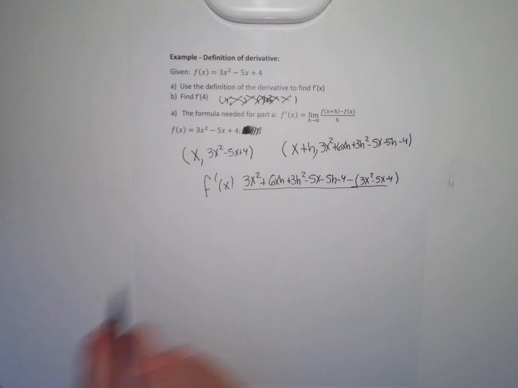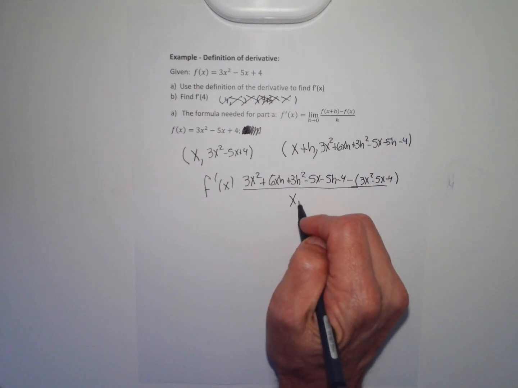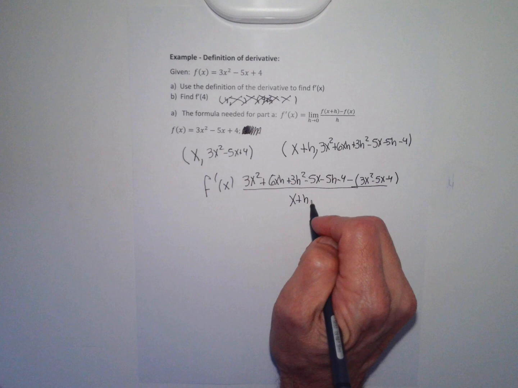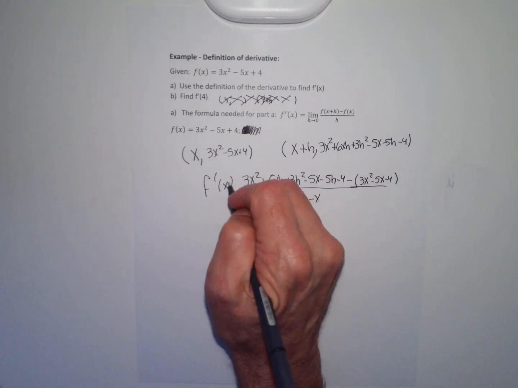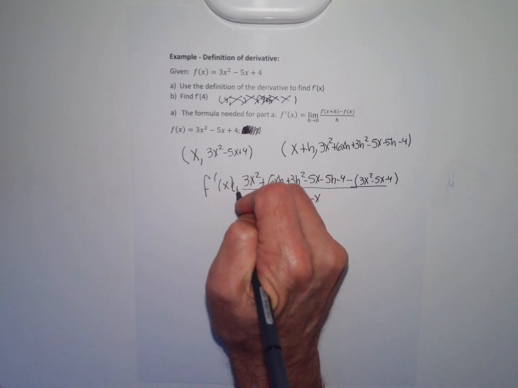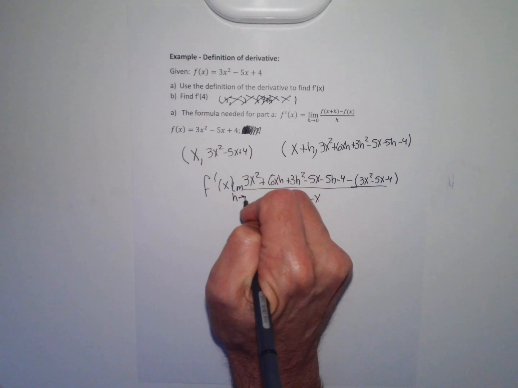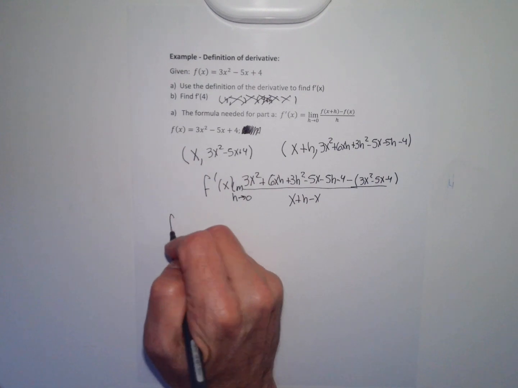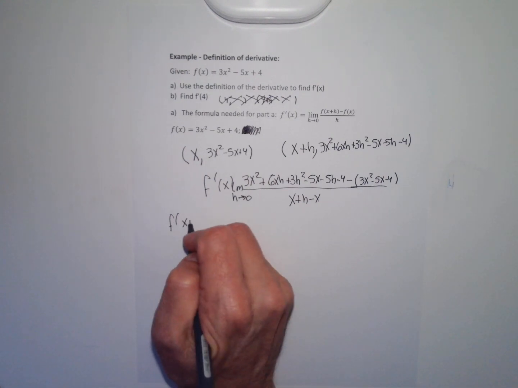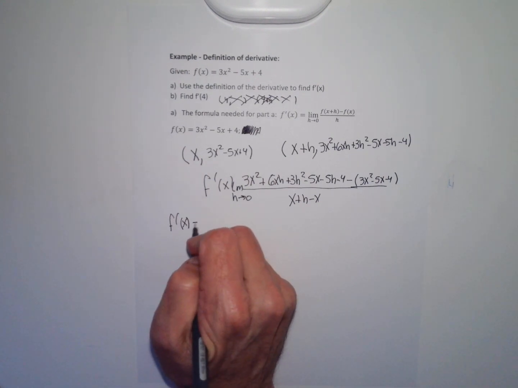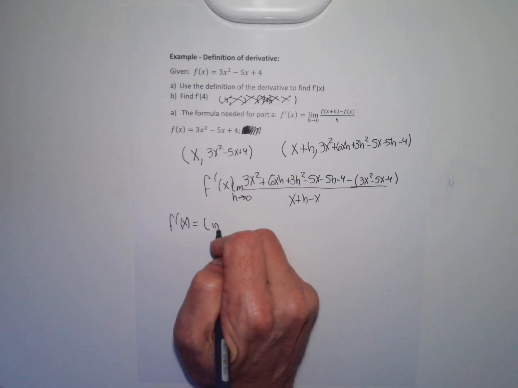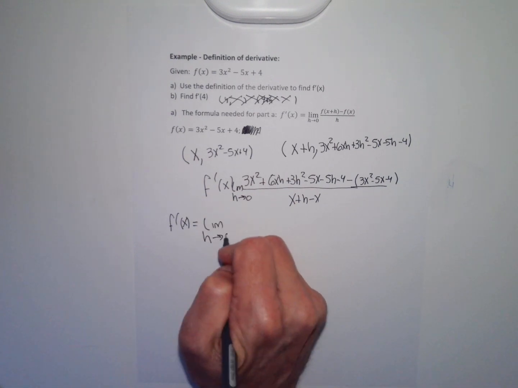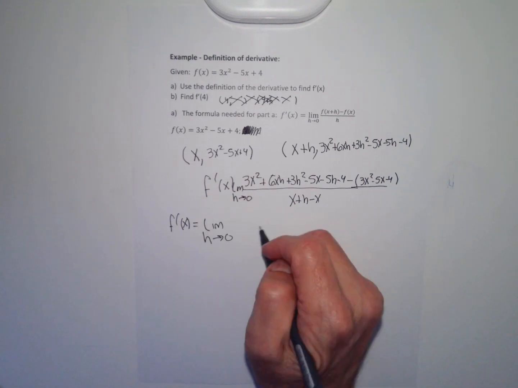In the denominator, I can just write h, or I can physically subtract the x's, x plus h minus x, and I'm doing the limit as h goes to 0. I keep forgetting that, but I always sneak it in at the end. So f prime of x is the limit as h goes to 0 of this junk.